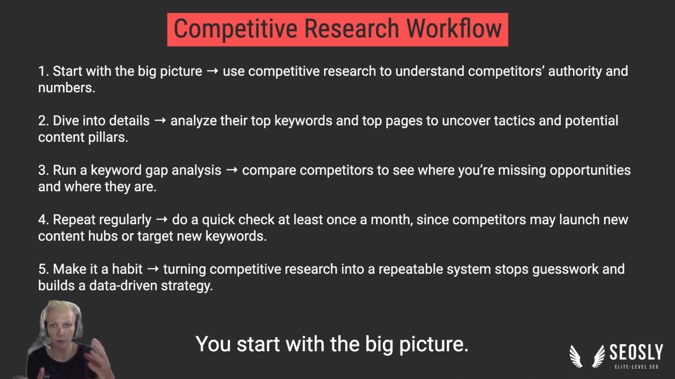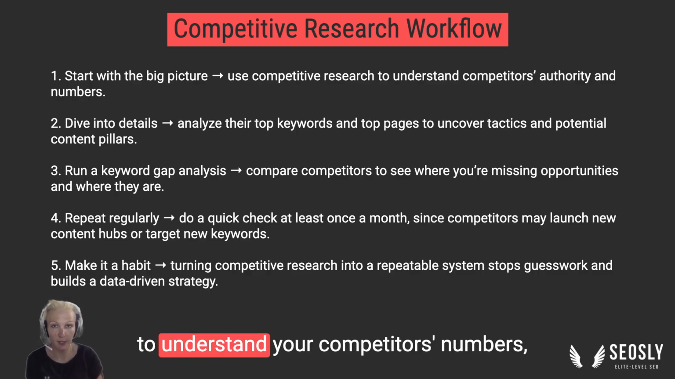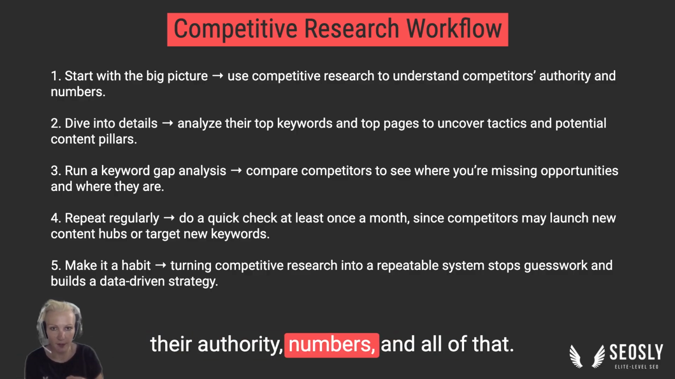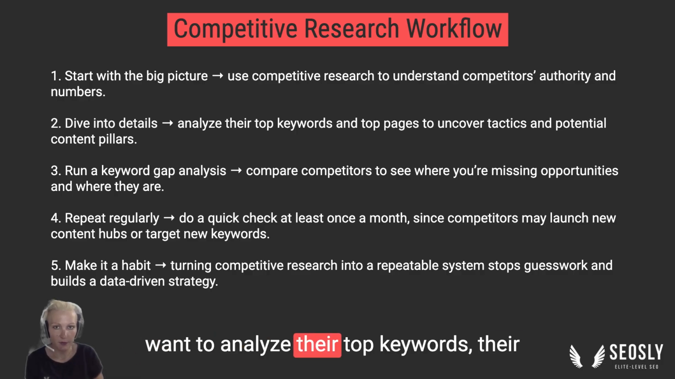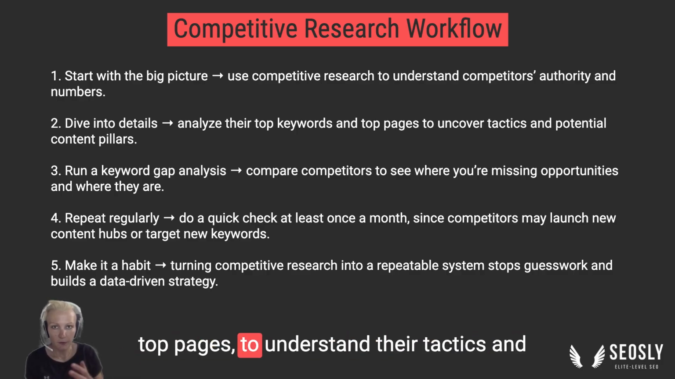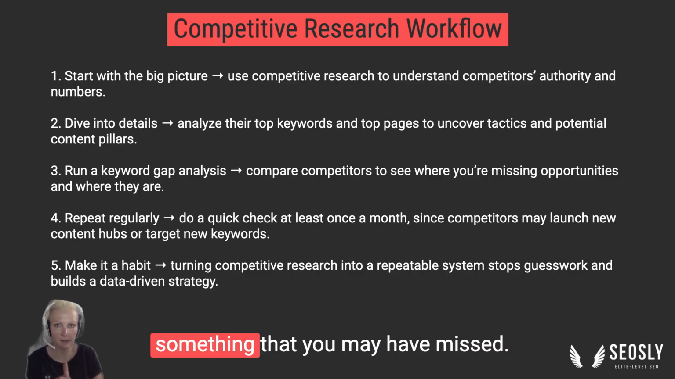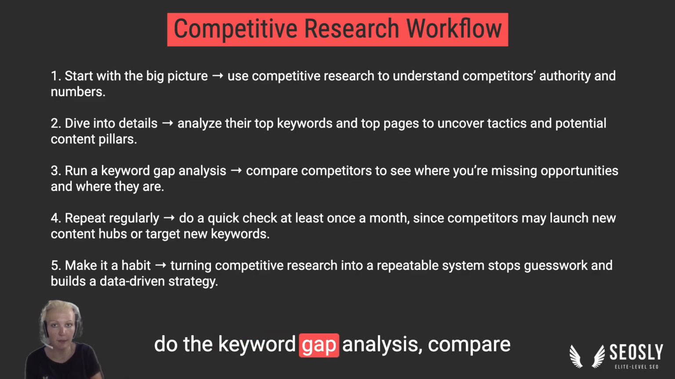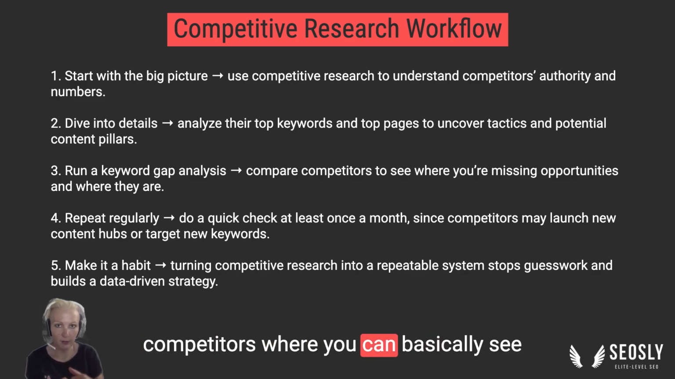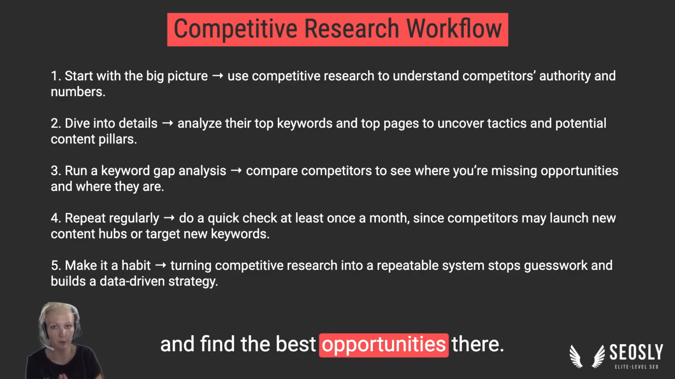Let's recap the workflow. You start with the big picture. You simply use the competitive research to understand your competitors' numbers, their authority numbers, and all of that. Then you want to dive into details. So you want to analyze their top keywords, their top pages, to understand their tactics and to find maybe the golden content pillars, something that you may have missed. You can go into specific details and do the keyword gap analysis, compare competitors, where you can basically see where you're missing, where they're missing, and find the best opportunities there.